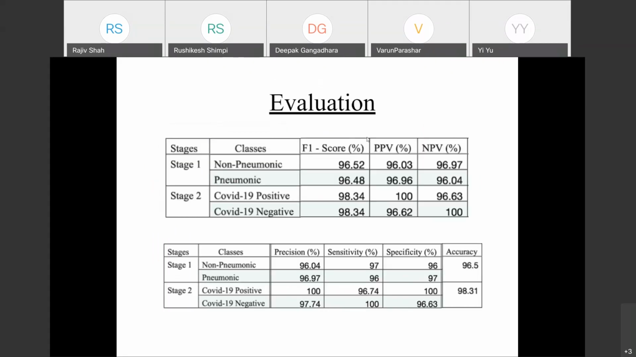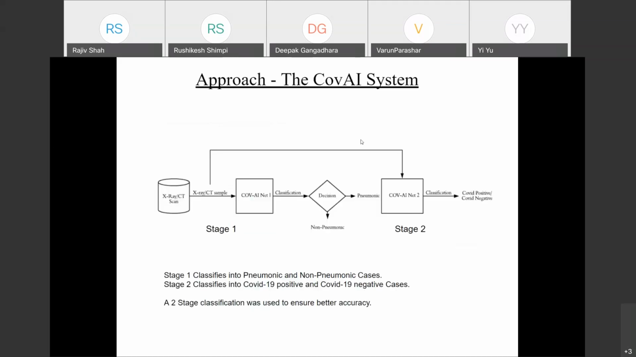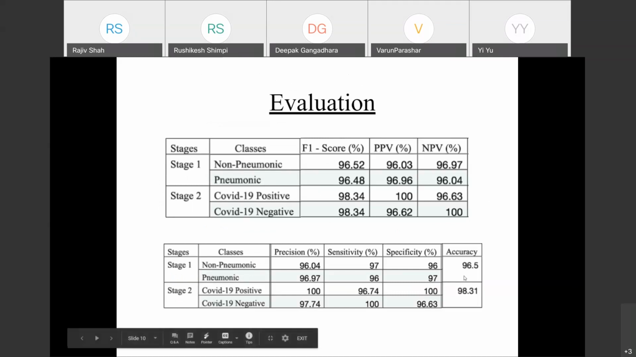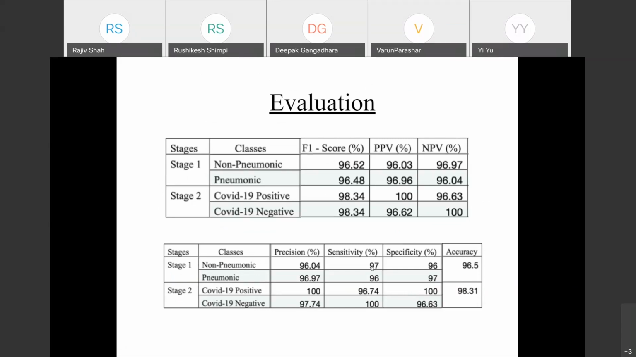Various evaluation metrics like accuracy, specificity, sensitivity, precision, F1 score, PPV and NPV scores were used to evaluate the architecture. The binary classification was done here. A 2-stage classification was done here to ensure better accuracy for predicting COVID-19 pneumonia and increasing accuracy on the limited data set. The accuracy here can be seen as 96.5% for stage 1 and 98.31% for stage 2.